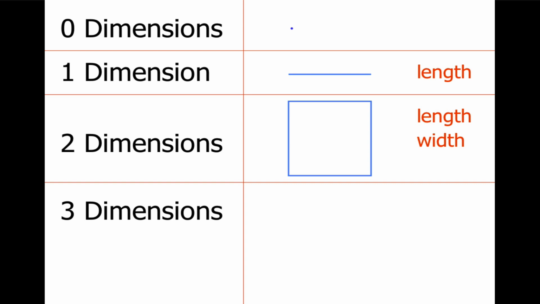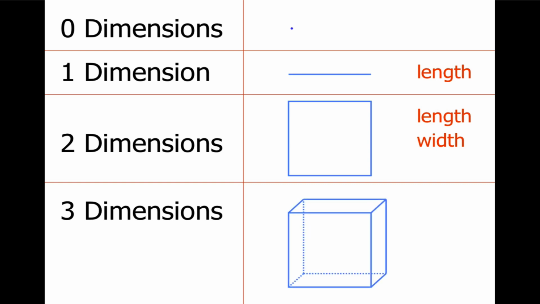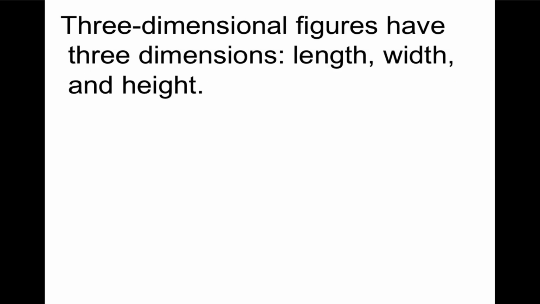And now we're going to introduce 3 dimensions. The 3 dimensions are length and width and height. And when you hear that something is 3D, that's what they're talking about. It looks as if it has 3 dimensions, and that it's not just flat on a 2-dimensional screen. So 3-dimensional figures have 3 dimensions, length, width, and height.